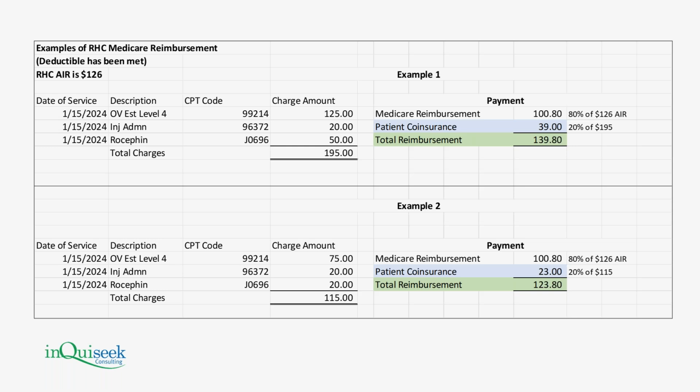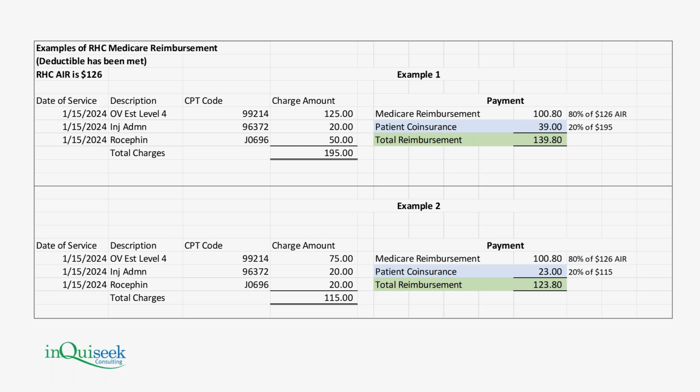So you'll notice that's above the $126 all-inclusive rate. Sometimes we will get less than our rate. Sometimes we will just about break even on our rate, and sometimes we will be paid a little bit more than our rate. The total charges and the co-insurance piece is the wild card in the formula. And if we look at our second example, we have $115 worth of charges. Again, we have the same services, just at different dollar amounts.